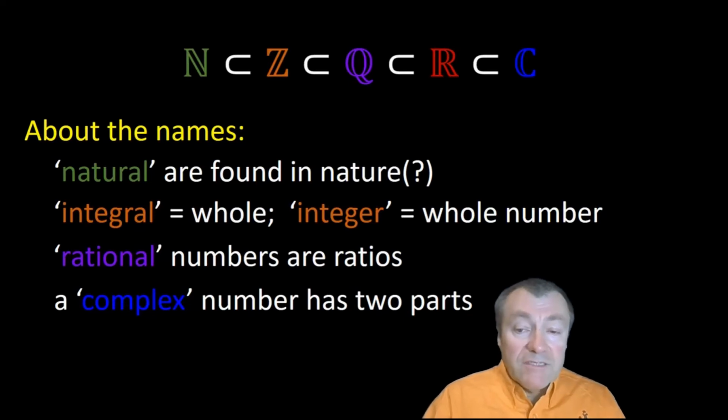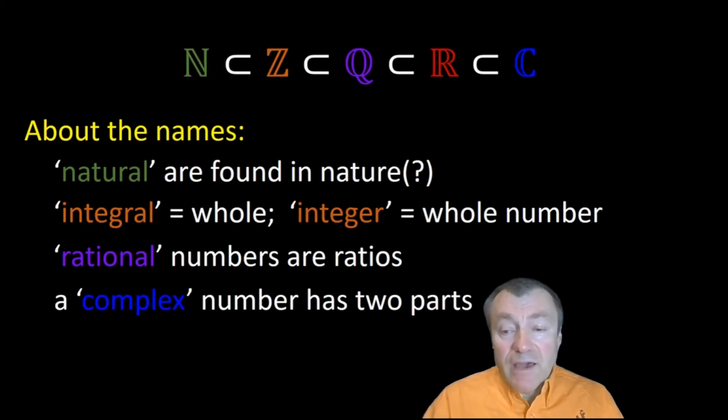The name complex number refers to the fact that you can think of it as having 2 parts, the real part and the imaginary part. That's the a and the b in a plus bi. So when you refer to a number as complex, you're saying it is composite. It is made up of 2 parts.